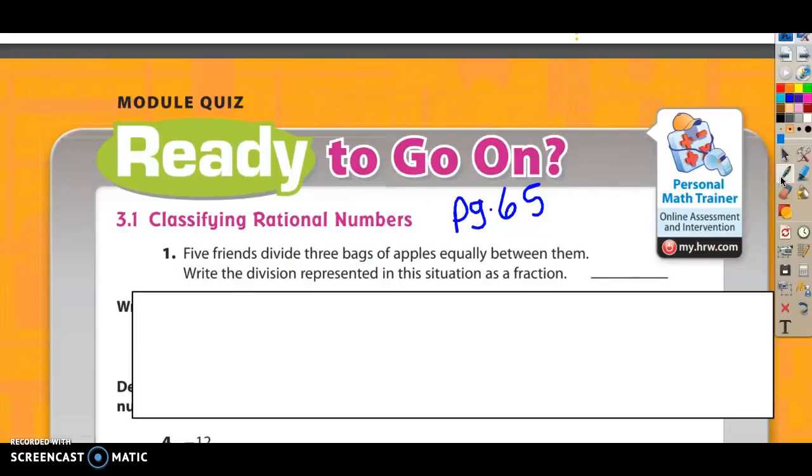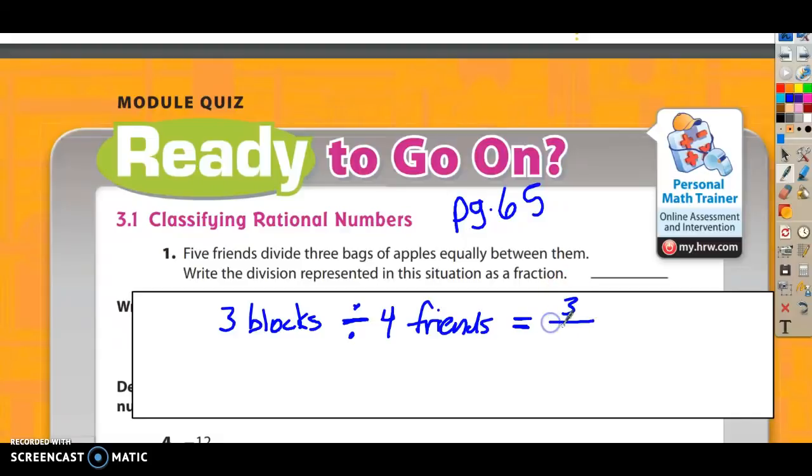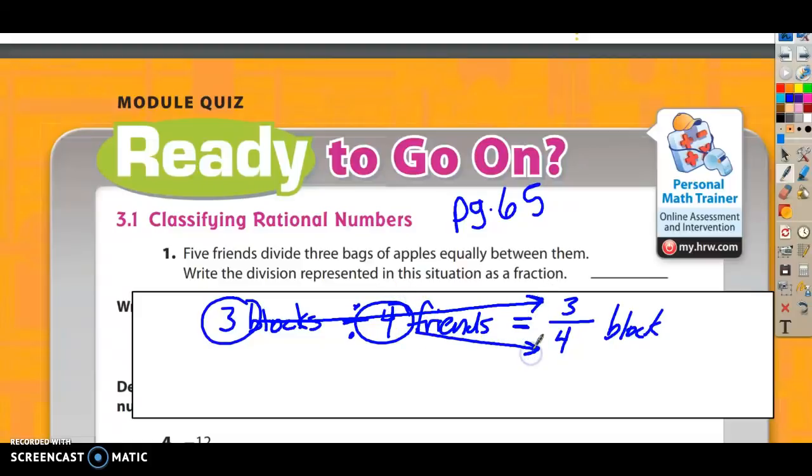We had a blocks of clay problem where we had 3 blocks of clay, and those 3 blocks of clay were divided by 4 friends. Remember that? And then, when we figured out how much clay each person got, they each got 3/4 of a block. So we drew the conclusion that when we set up a division problem, which this is, the dividend becomes the numerator and the divisor becomes the denominator. It's really that simple. Now this is the same thing here.